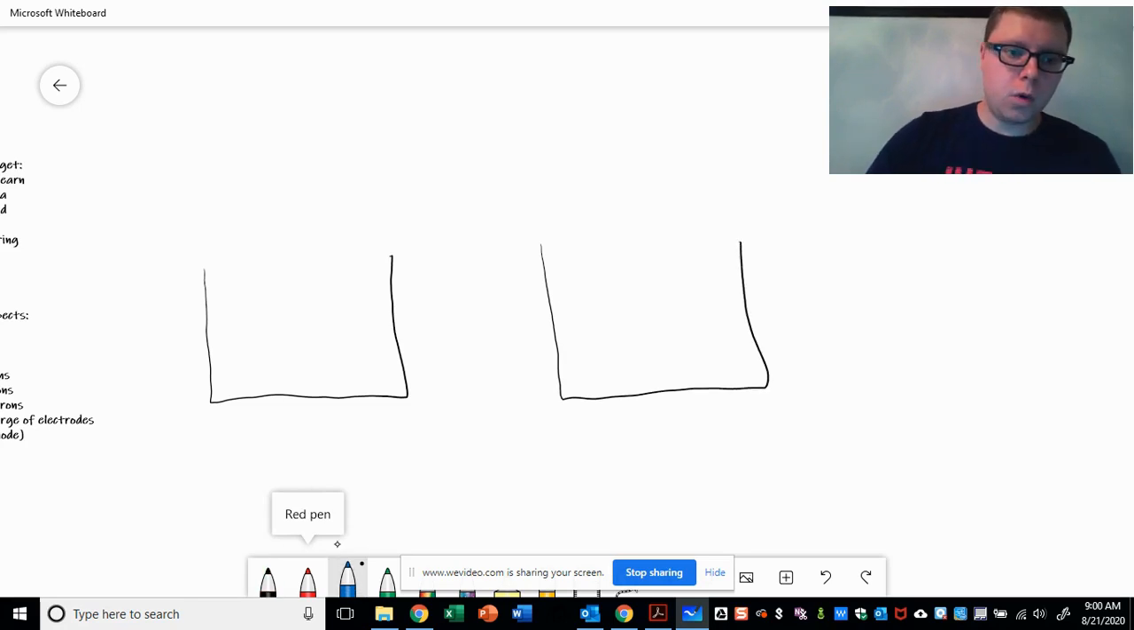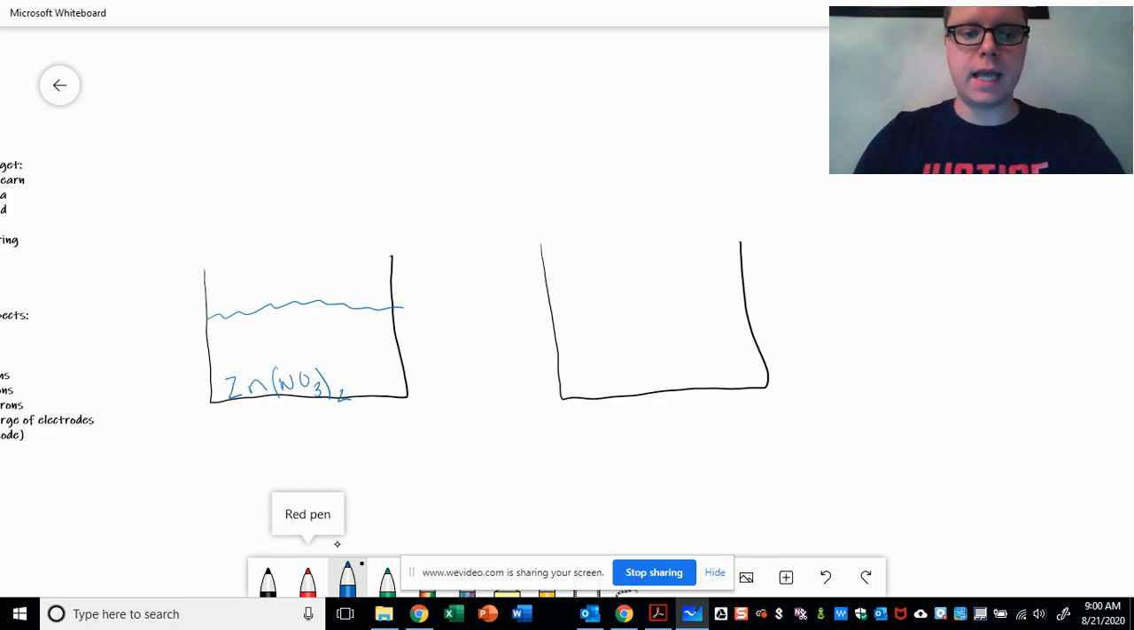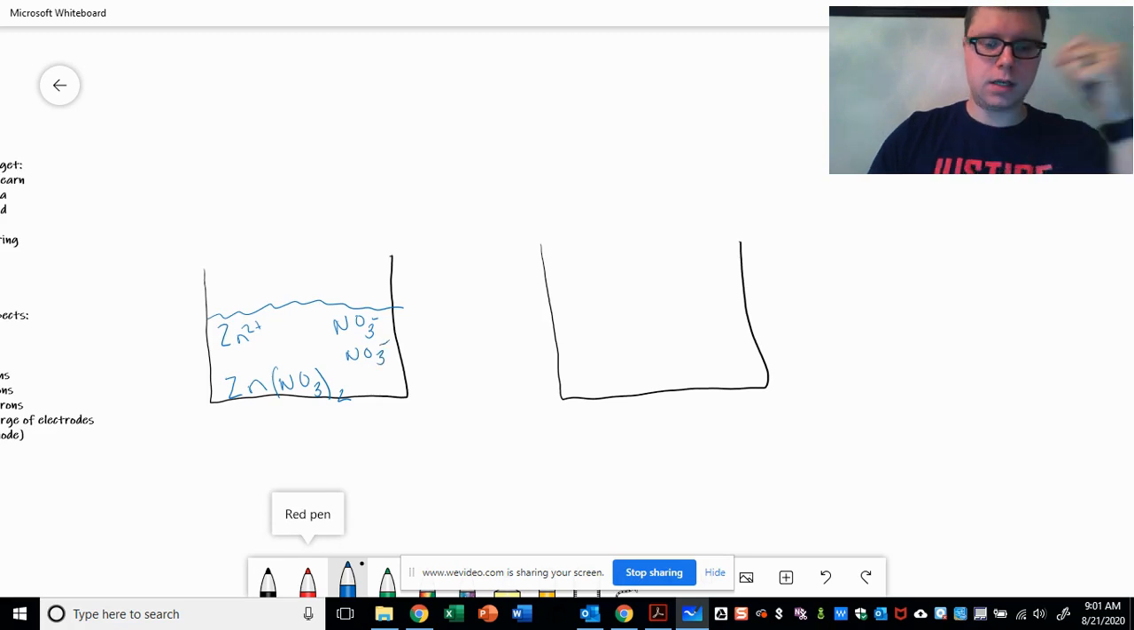Okay. We need to fill our container with a solution. And in this one, this solution is going to be our zinc nitrate. Remember, your zinc is 2 plus, your nitrate is 1 minus. Now, when you dissolve an ionic compound in a solution, you're going to produce ions. So floating around, we're going to have some zinc 2 pluses, we're going to have some nitrate anions, and they're going to be floating around all over the place.